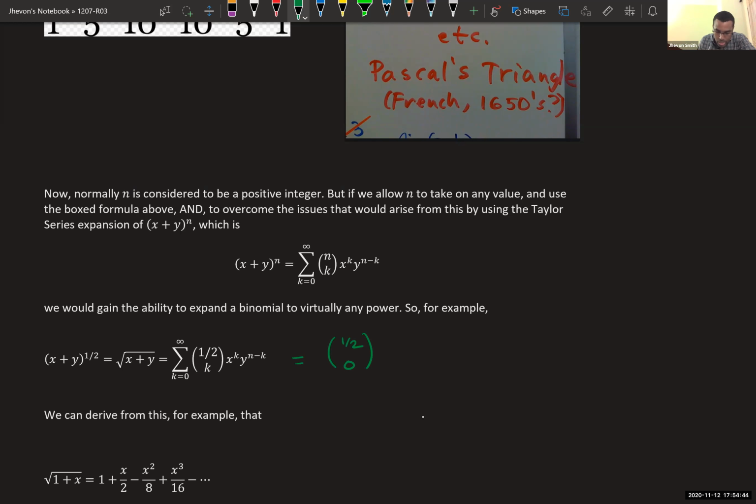a half choose 0, x to the 1/2, y to the 0. Then you would get a half choose 1, x to the power, y to the 1. k goes from 0, so it's x to the n minus k and y to the k.